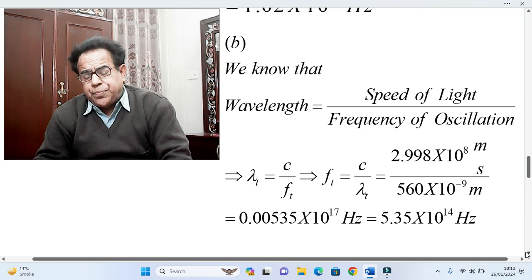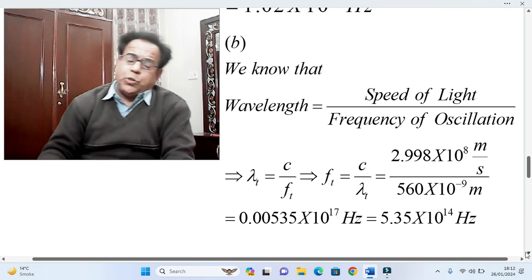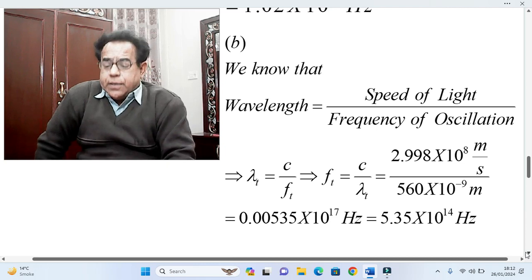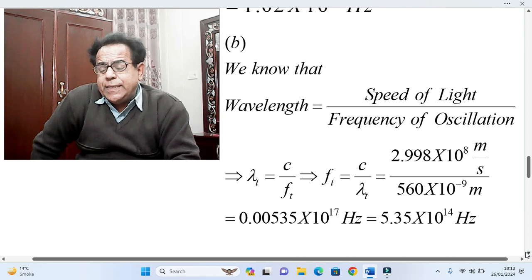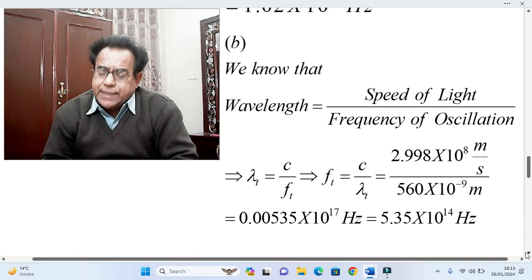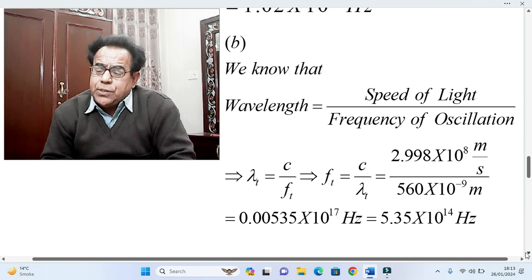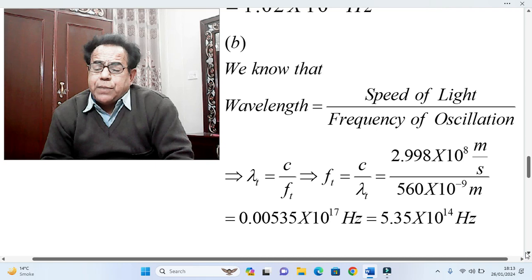So our threshold frequency ft will become equal to 0.00535 into 10 raised to the power 17 hertz. Actually, nano, that is 10 raised to the power minus 9, is in the denominator, and it will be shifted to the numerator, and then it will become 10 raised to the power plus 9. So 10 raised to the power plus 9 and 10 raised to the power plus 8 will become 10 raised to the power 17.